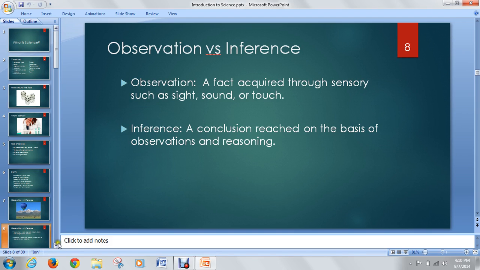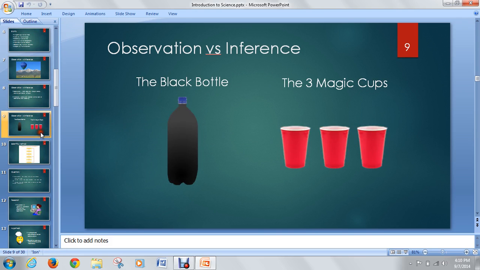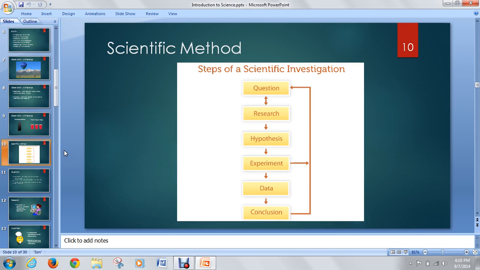Okay. All right. Then I showed a demonstration in class called the Three Magic Cups over here. So ask a friend about it if you missed it. Then we talked about the scientific method.